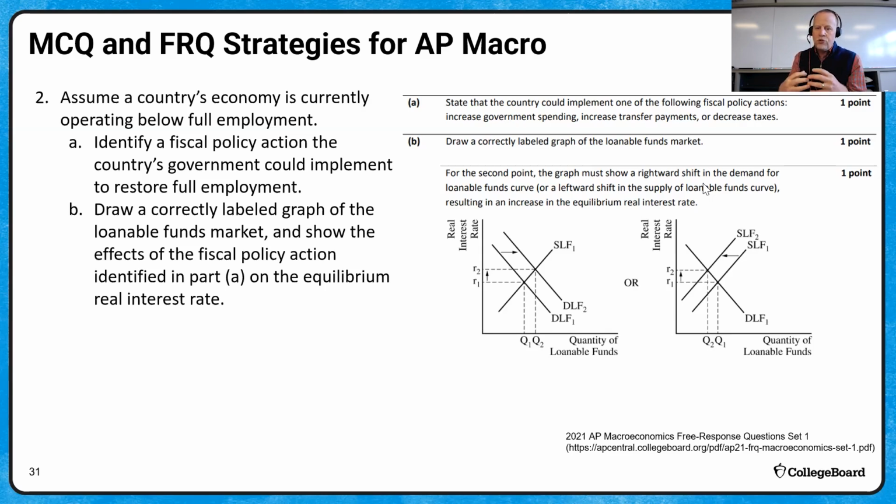If you didn't show the change in real interest rates with the little dotted lines back to each axis, back to the y-axis, you don't get that point. So make sure you show everything. You've got to be thorough in your explanations. All right, that's 3 of the 5 points right there.